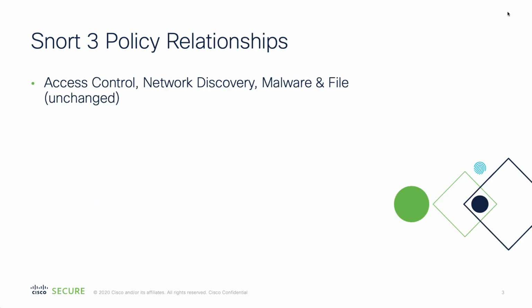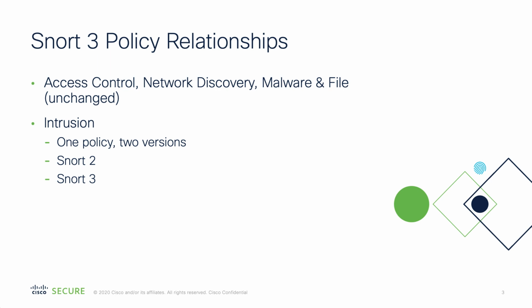Let's talk about Snort 3 policy relationships. So when it comes to the access control, network discovery, malware, and file policies, nothing has changed. Whether you're using Snort 2 or Snort 3, you won't see any difference in the way those policies are configured, the way you select policies, or any of the settings there. However, when it comes to intrusion policy, there are some changes. So there's still one intrusion policy. Every time you create a new policy, you get one, but now there'll be two versions of that policy.